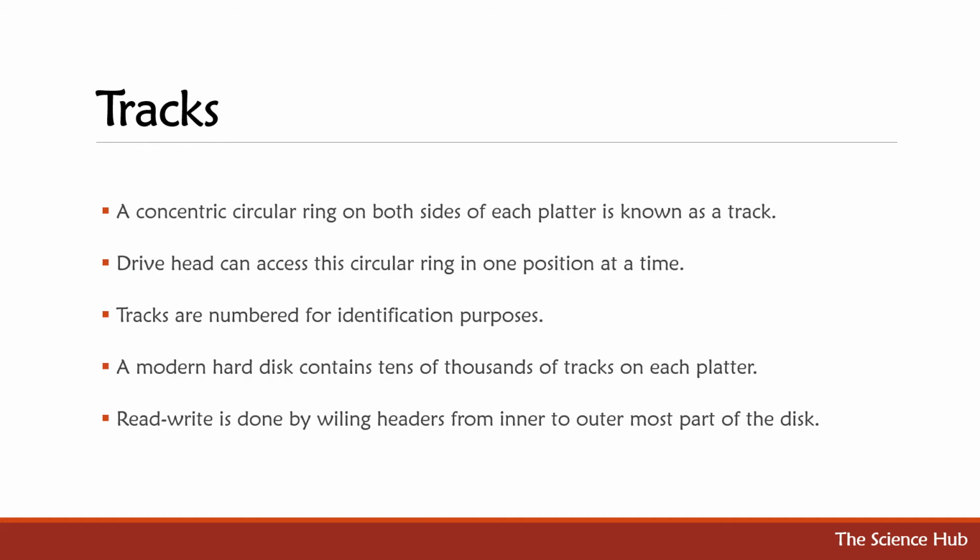Tracks. A concentric circular ring on both sides of each platter is known as a track. The drive head can access this circular ring in one position at a time. Tracks are numbered for identification purposes. A modern hard disk contains tens of thousands of tracks on each platter. Read and write is done by moving the heads from the inner to the outermost of the disk.